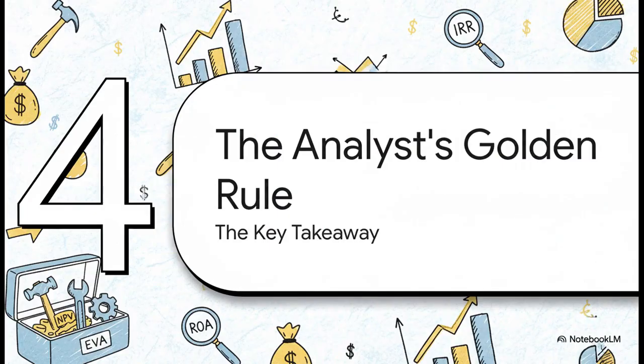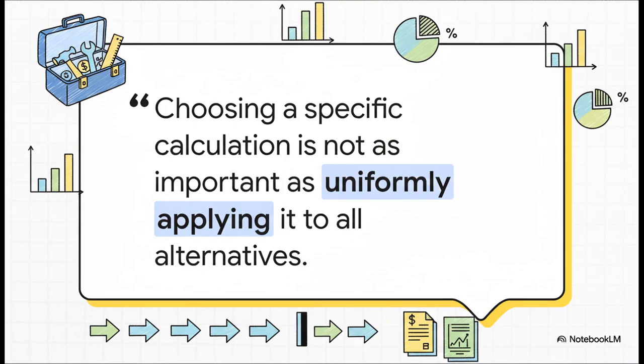So, we've seen all these different tools in the analyst's toolbox, right? NPV, IRR, ROA, EVA. But with all these options, what's the single most important thing to remember when you have to make a decision? This brings us to the golden rule, and it comes straight from the source material. It's basically this. The specific tool you choose, it's not as important as being consistent. Whatever method you pick, whether it's the simple payback period or the complex NPV, just make sure you use it the same way for every single option you're considering. That is the secret to a fair comparison and a decision you can stand behind.